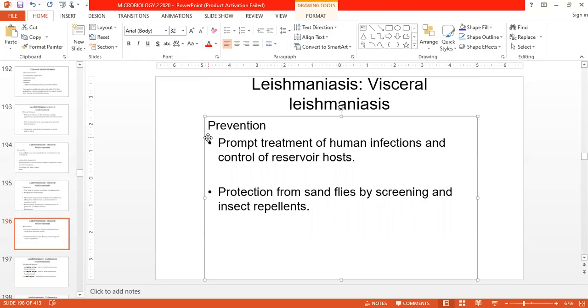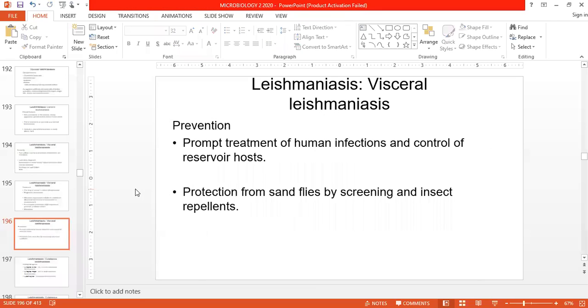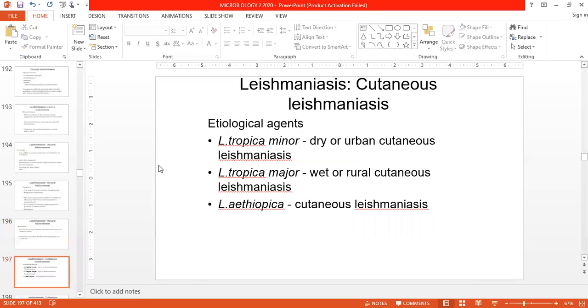So prevention is for you to eliminate the vector involved. And then you do prompt treatment. Now moving on to the next one.